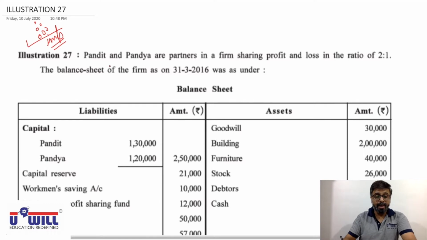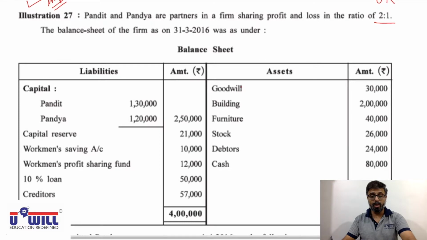Look at it. Pandit and Pandya are partners in a firm sharing profit and loss in the ratio of 2:1. So all of you underline 2:1 and mark it as old ratio, OR. The balance sheet of the firm as on 31/3/16 was as under.